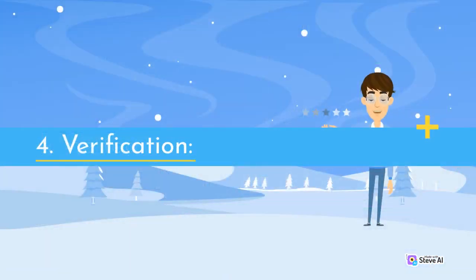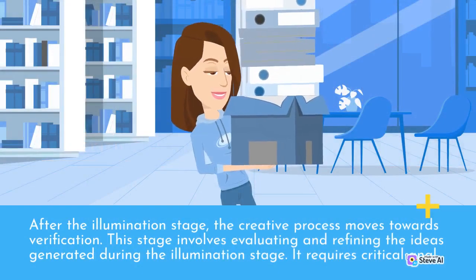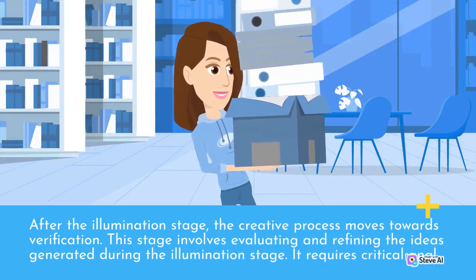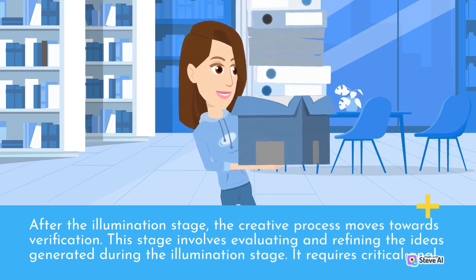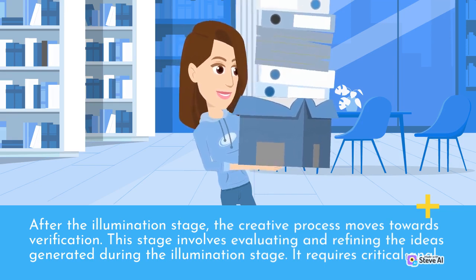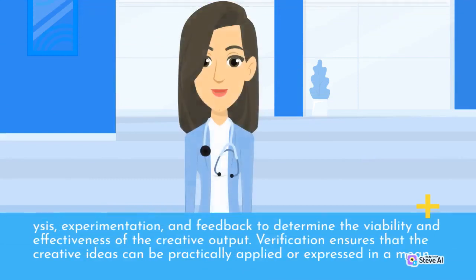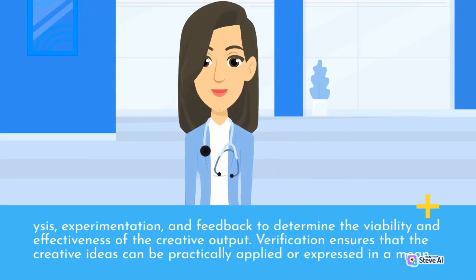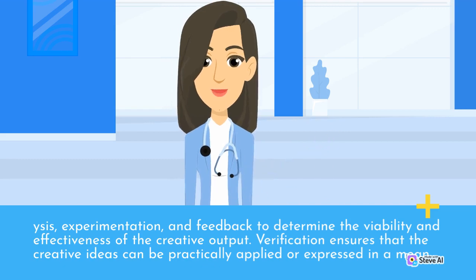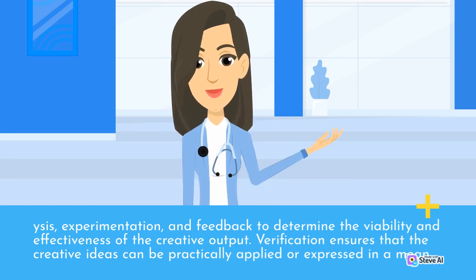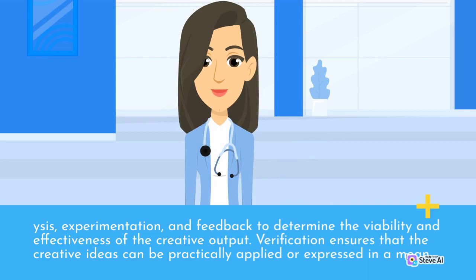4. Verification. After the illumination stage, the creative process moves towards verification. This stage involves evaluating and refining the ideas generated during the illumination stage. It requires critical analysis, experimentation, and feedback to determine the viability and effectiveness of the creative output. Verification ensures that the creative ideas can be practically applied or expressed in a meaningful way.